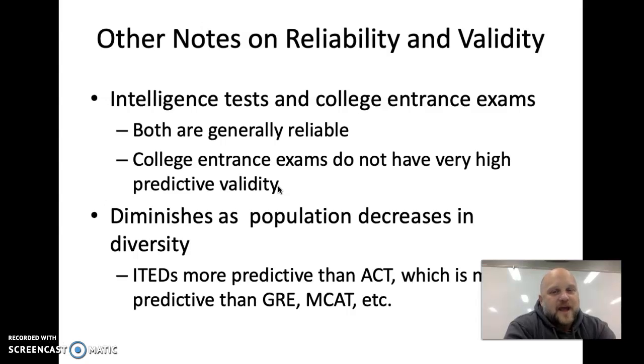So it's easy to bash these college entrance exams, and I'm not the biggest cheerleader of them, but if you're going to get rid of them, you have to have something valid and reliable to replace them with that's better. So, something to consider. This whole issue, as the population decreases, we can talk about in class, because that's a complicated deal and people tend to need a little further explanation of it.